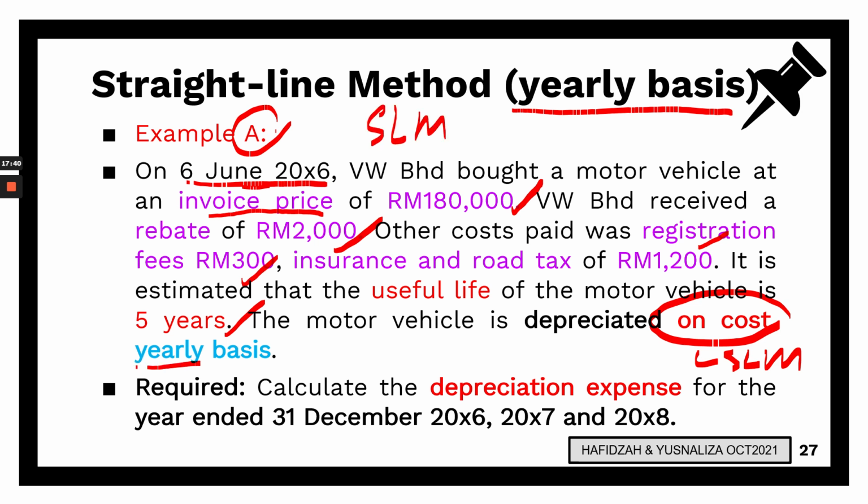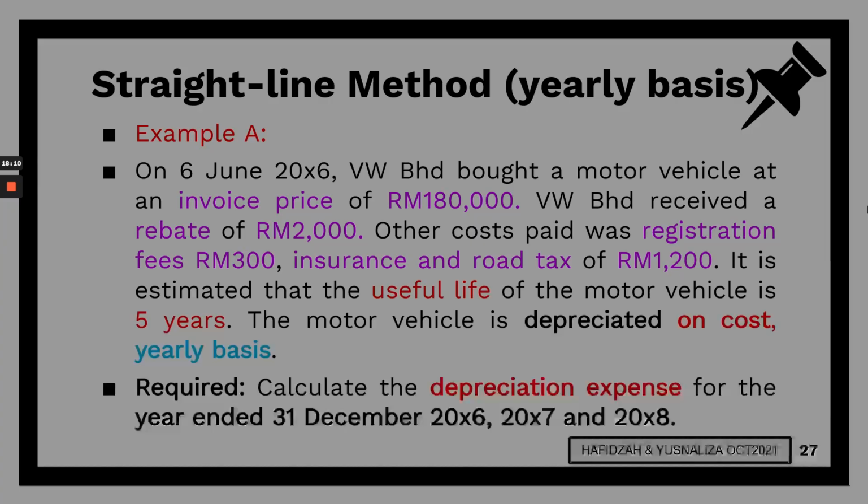And yearly basis. Yearly basis means regardless of when you buy the asset during the year, you will still charge a full year's depreciation. If you look, the year end here is 31st of December, and 31st of December is the closing date. You are asked to calculate depreciation for 3 years, which is the first year of acquisition, and then the second and the third year. So let's see, how do we calculate that?